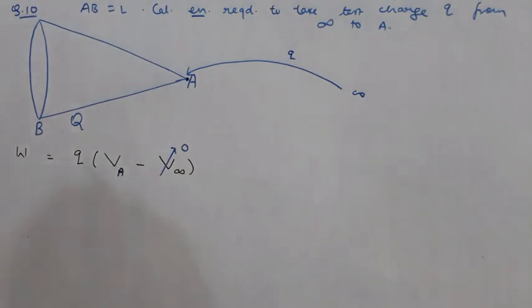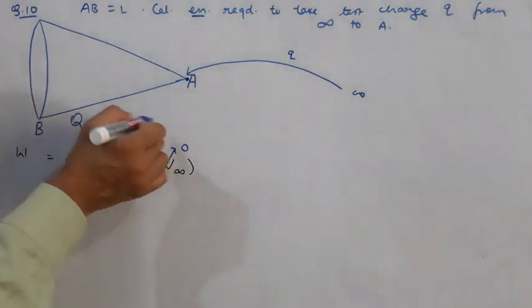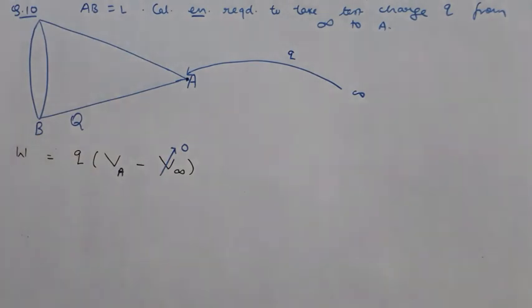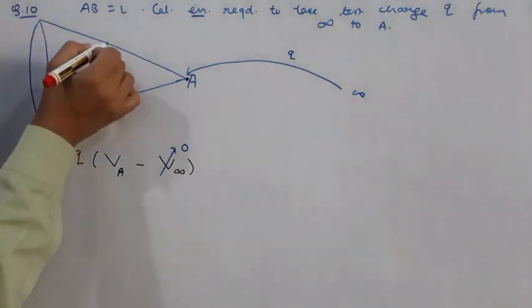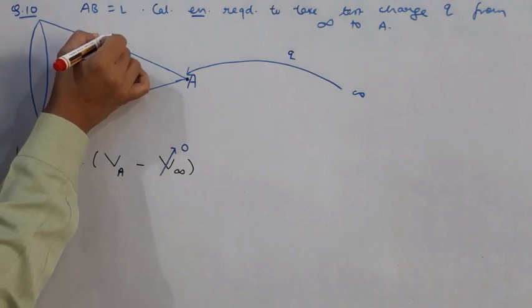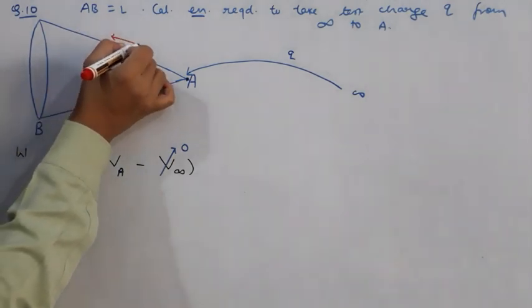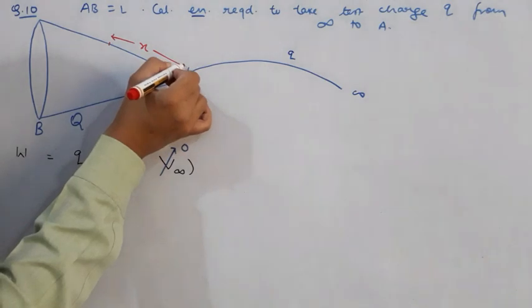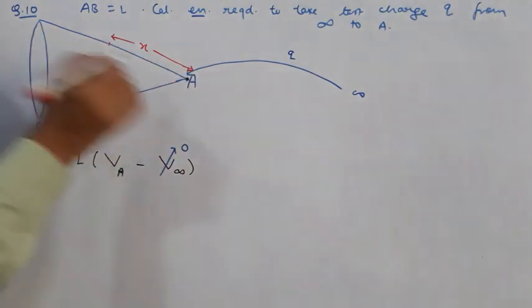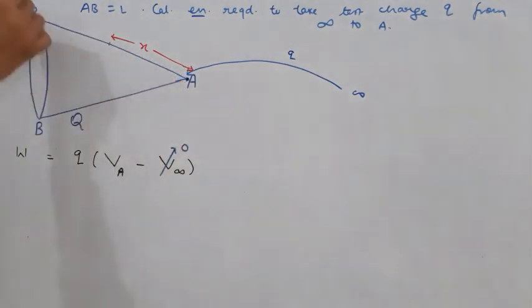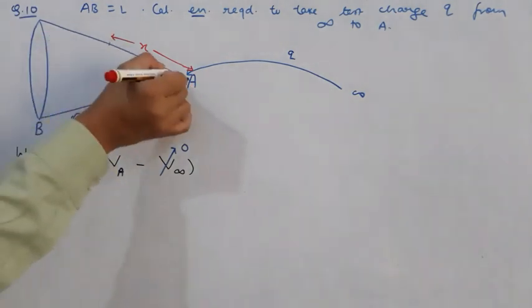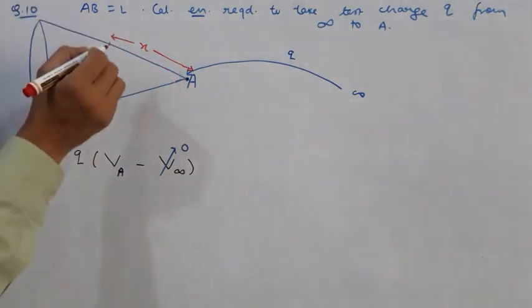Potential due to a point charge, we know the formula: 1 by 4 pi epsilon naught Q by R. But here we don't have a point charge. Let's see how we calculate the potential due to this cone. For this, at some point, say at distance x from the apex, which we choose as origin, this is our x-axis, the sloping length.